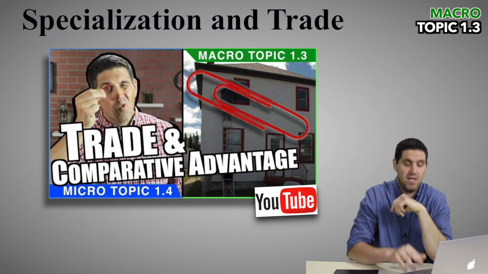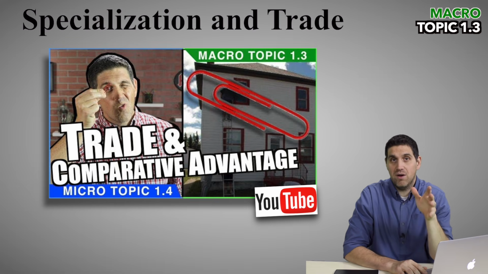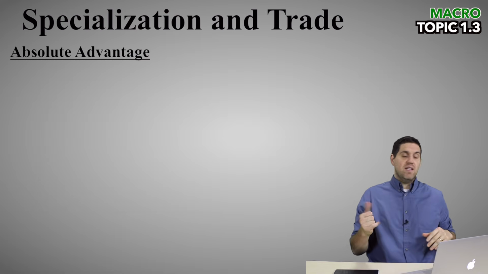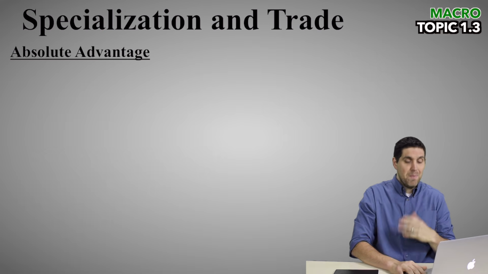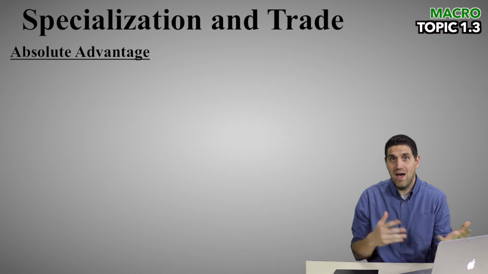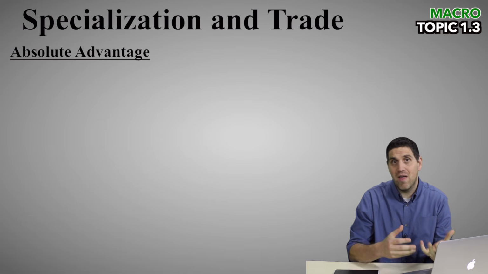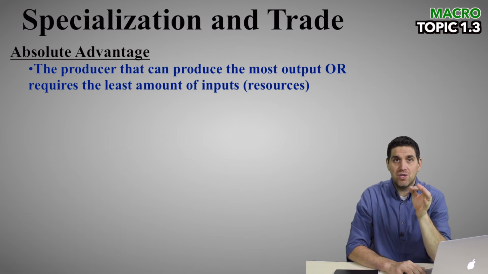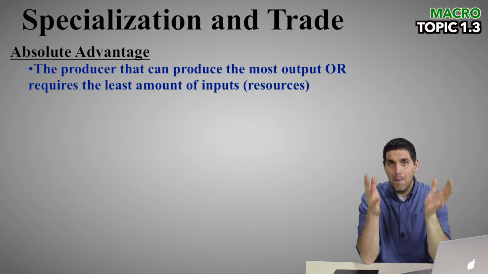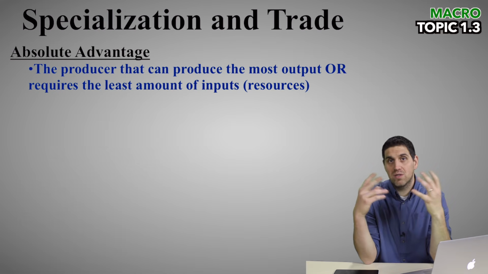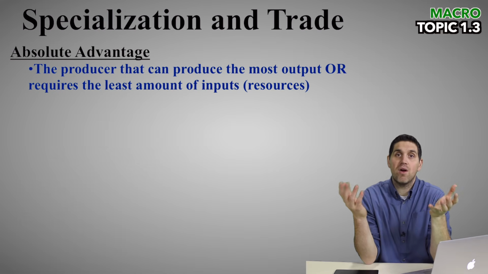It's called specialization in trade. It's this idea of comparative advantage. All right, it starts off easy. The idea of absolute advantage. People are sometimes better at producing than other people. So some people can produce things better than other people. This is the idea of absolute advantage. They can produce more output, or they can use fewer resources to produce the same output as some other person. They're just better at making things.